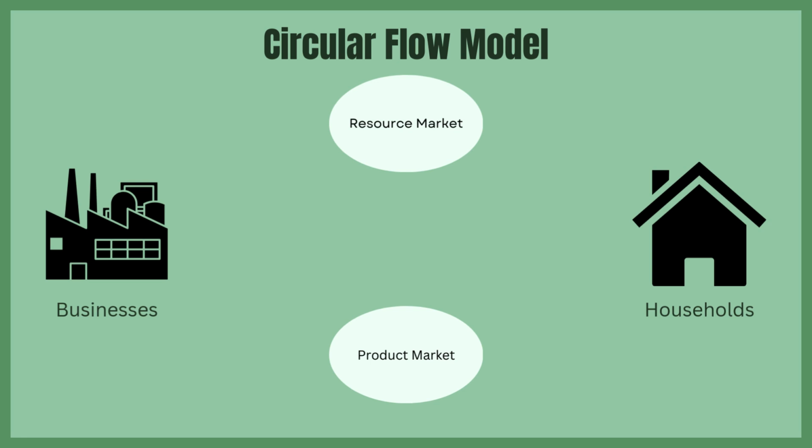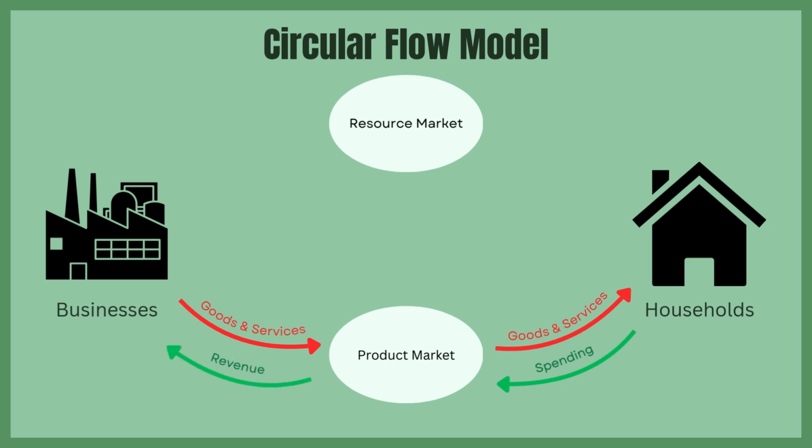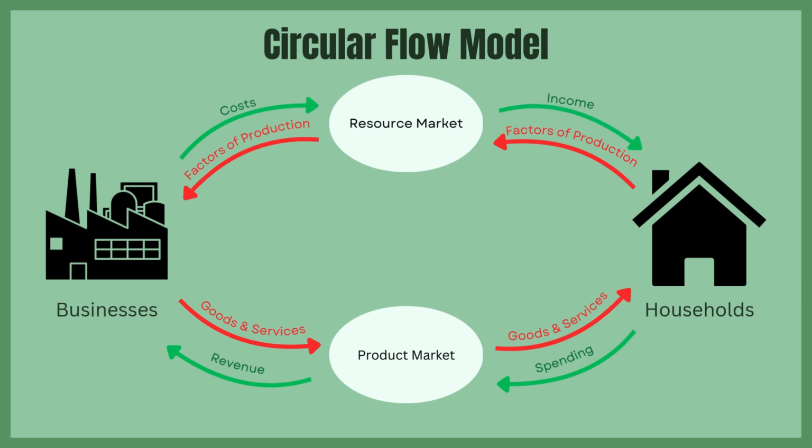In the product market, products, or goods and services, are supplied by businesses to the households. In exchange, the households spend money which the businesses collect as revenue. In the factor or resource market, the factors of production like land, labor, capital, and entrepreneurship are supplied by households to the businesses. The businesses pay for these resources which are counted towards their production costs, and households receive that money in the form of income.